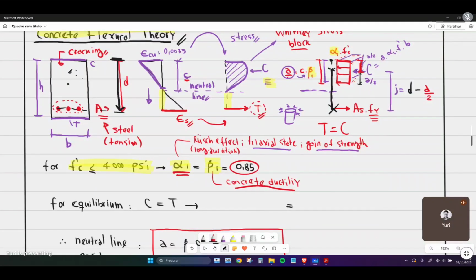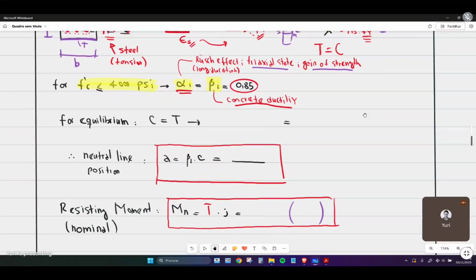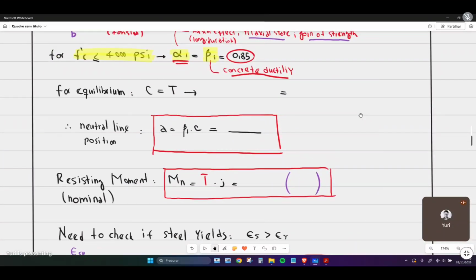So continuing in our journey of the determination of the bending moments of reinforced concrete beams, here is very simple. Now that we know the forces that act in the section, we know that for equilibrium, the capital C, the force in concrete, has to be equal to T, the force in the reinforcements.